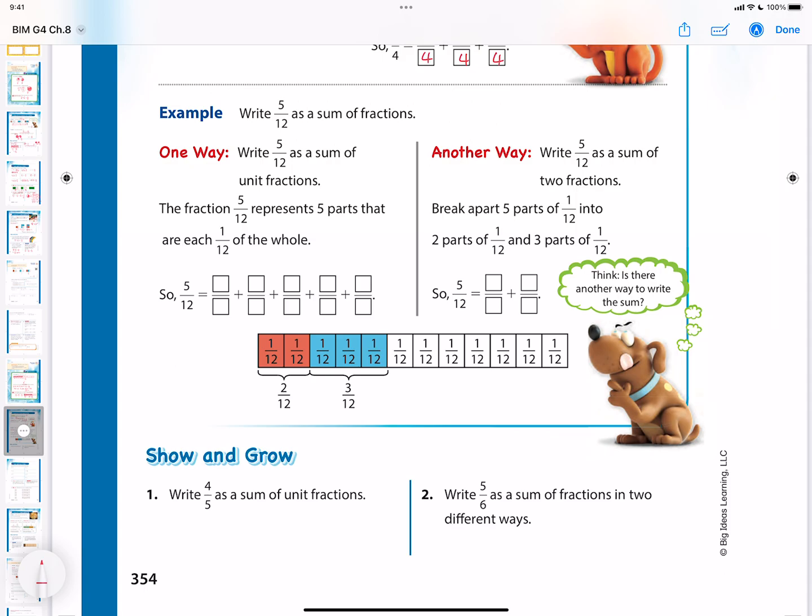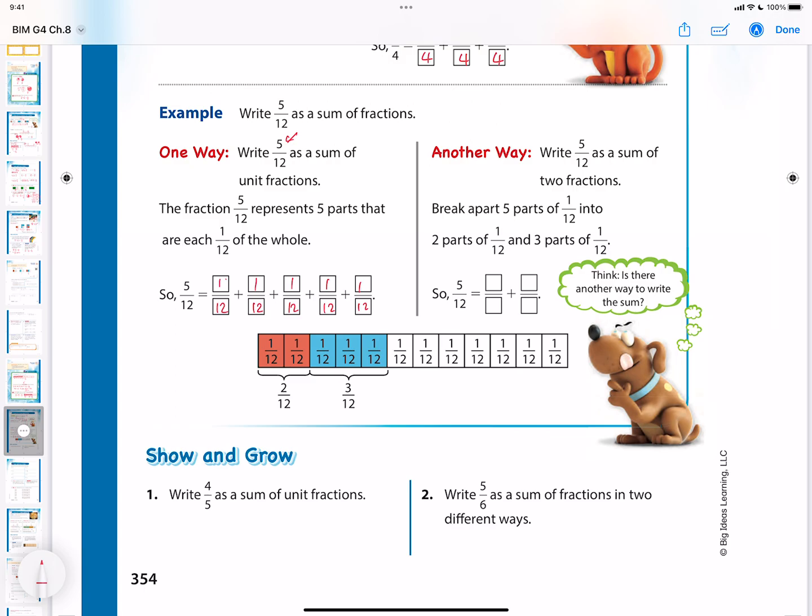Okay, another example, write 5/12 as a sum of fractions. One way, write 5 over 12 as a sum of unit fractions. So how many unit fractions are going to be needed? Yes, 5 of them, right? The fraction 5/12 represents 5 parts that are each 1/12 of the whole. So 5 over 12 is equal to 1 over 12, 1 over 12, 1 over 12, 1 over 12, 1 over 12. 1, 2, 3, 4, 5 of them.